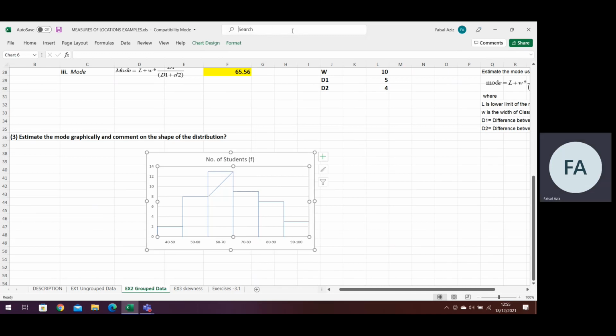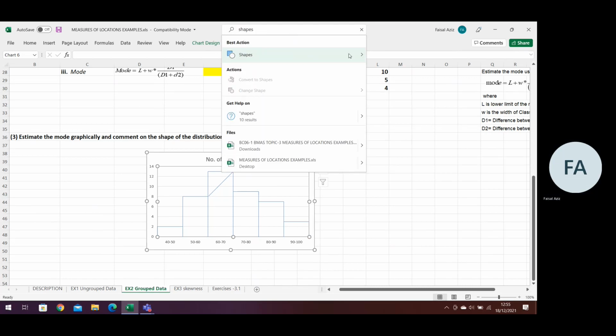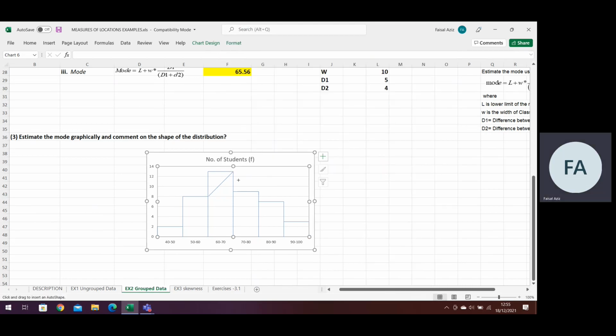The second is, again I will have to draw a line. So I will get this shape. From the shapes option I'll get this line. You can see here two lines I have drawn. Now these two lines are intersecting each other over here. So then I will draw one perpendicular to the base.